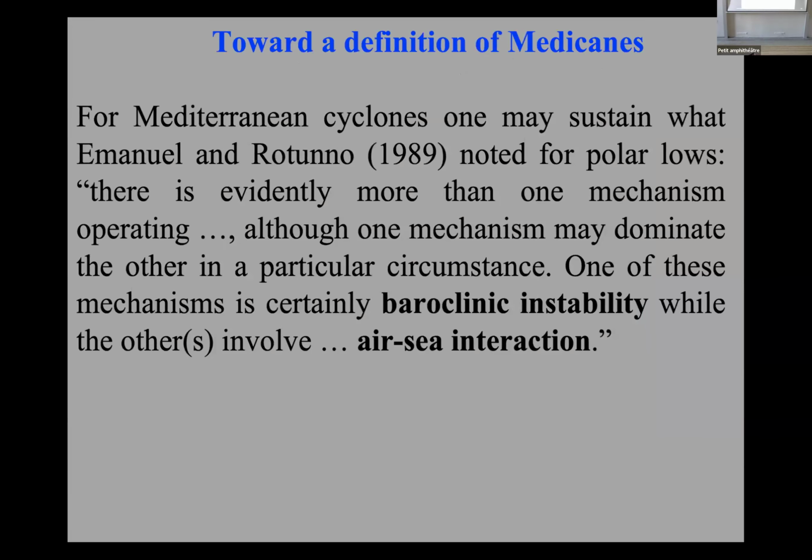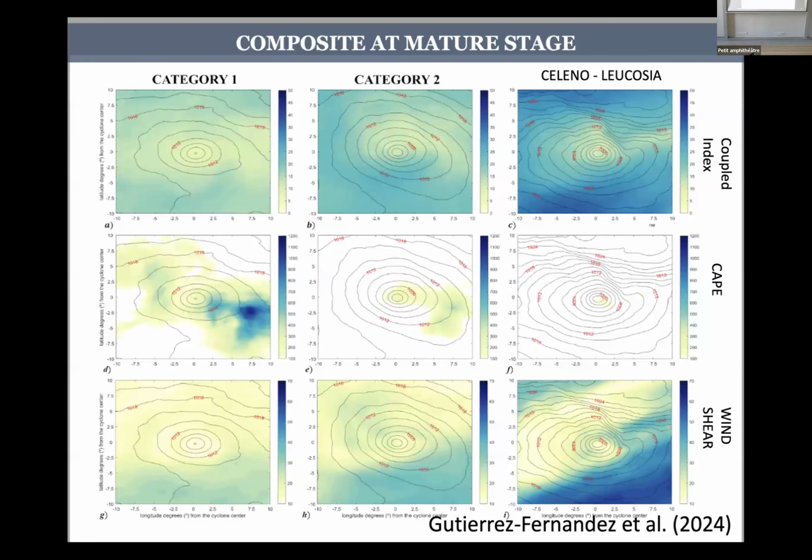So, the conclusion about the similarity between different objects in different areas. Apparently, the conclusion for polar lows in the paper by Emanuel and Rotunno in 1989 seems to apply also to Mediterranean cyclones. That you have both baroclinic instability and diabatic interaction, and one mechanism may dominate the other in particular circumstances.